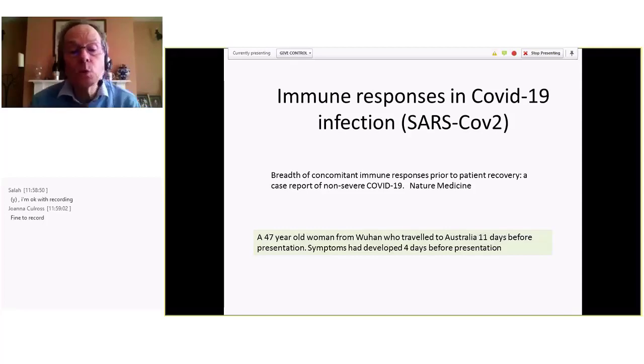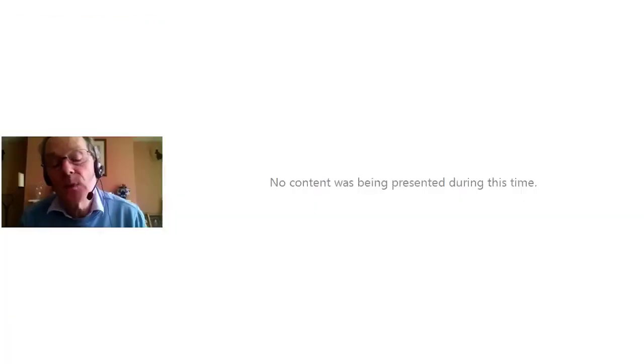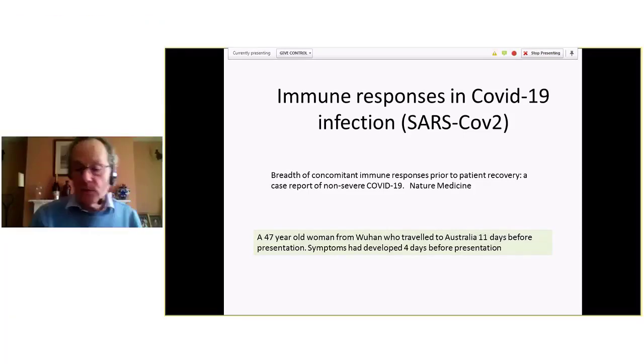It's a 47-year-old woman from Wuhan who traveled to Australia 11 days before presentation of her disease, and symptoms had developed 4 days before presentation. So they were able to pin down pretty accurately the time of incubation and so on.